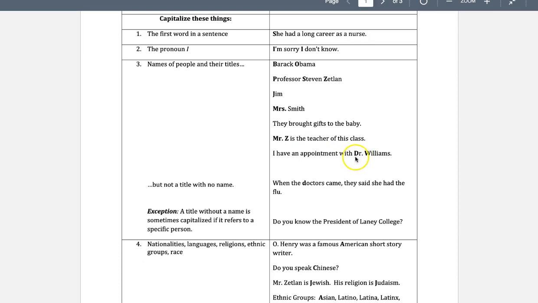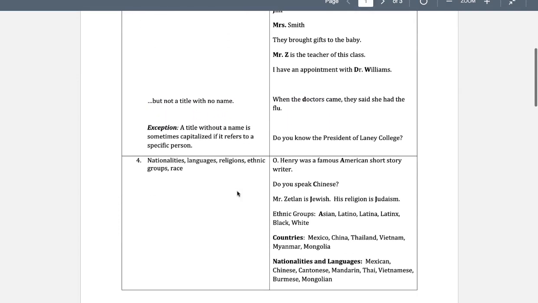And this is Dr. DR period is doctor. So this needs to be capitalized because it is a title. But here it says when the doctors came, they said she had the flu. This is a small d because there is no name with it. If there's no name, you do not capitalize the title. Not a title with no name.